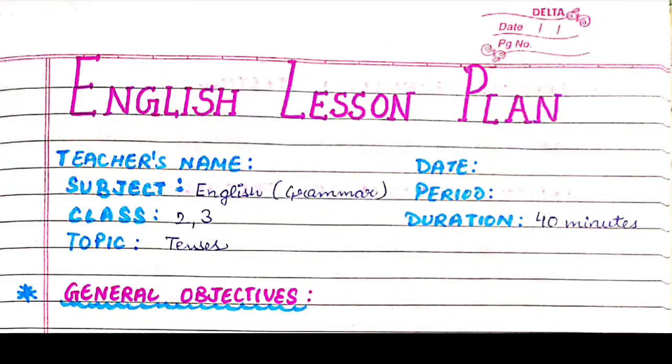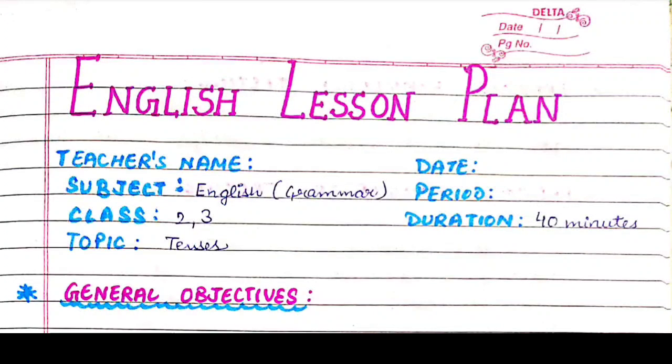Okay, so in the starting we write the details. Some details we need to write, like teacher's name. Subject we'll write English grammar. Then we'll write the class. You can use this lesson plan for class 2 and 3. Then we write the topic.